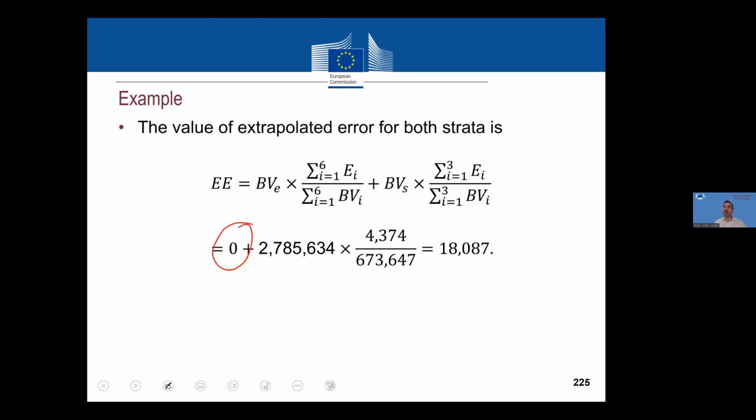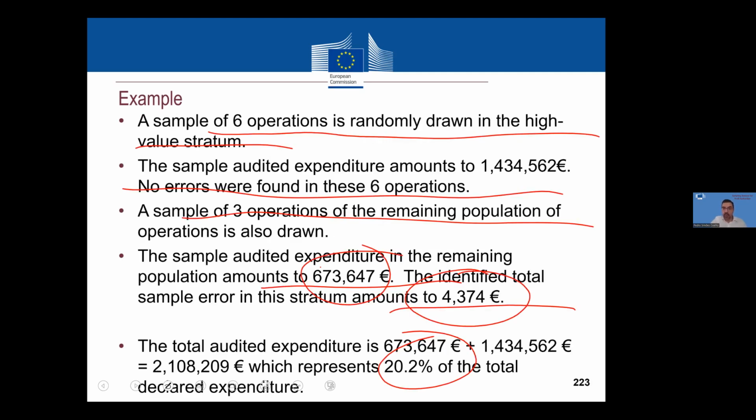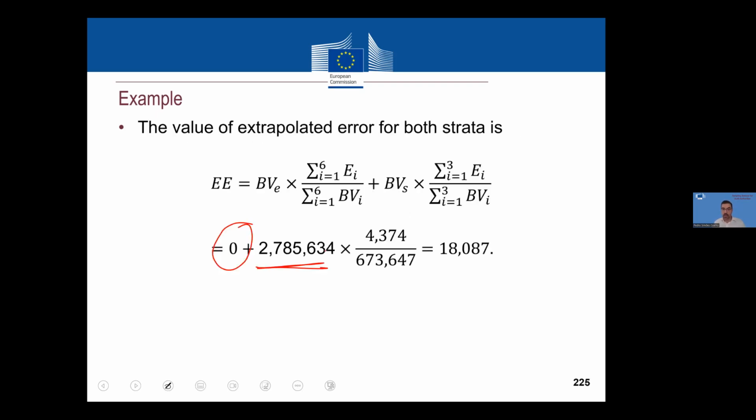How do I project errors in the low value stratum? Book value of the low value stratum, 2.8 million euros, times what? The error rate of the low value stratum. How much is the error rate? The error found in the sample, 4.4 thousand euros, divided by the audited expenditure. 4.4 divided by 600 something gave me a total projected error of 18,000 euros. And it's done. No precision, no upper error limit.